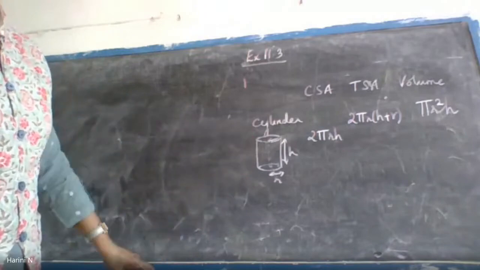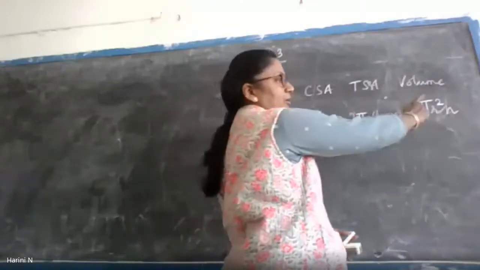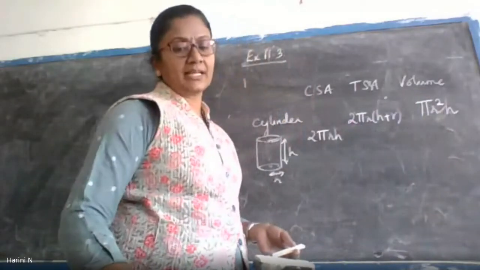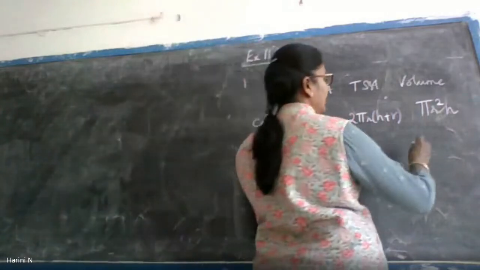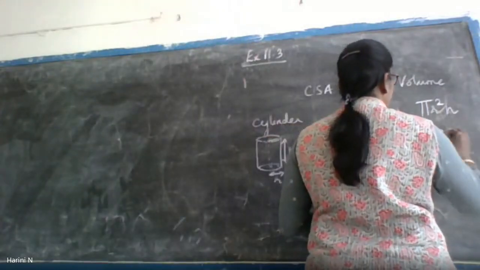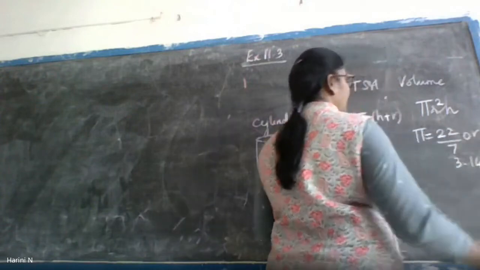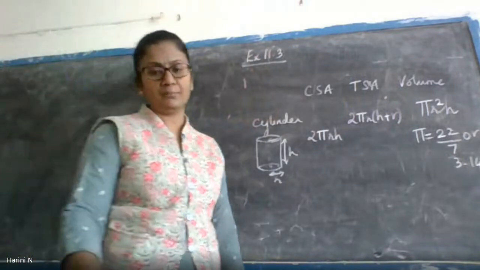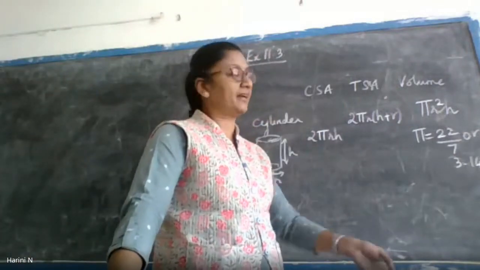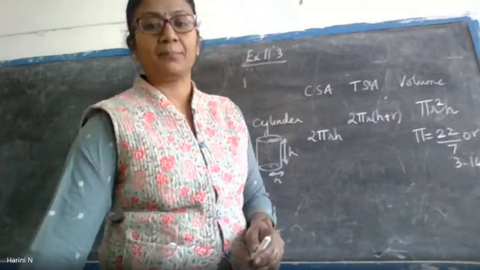Can I clear the board? Can you say what is the volume formula? Pi r square times h. In all the three cases, your pi value will be taken as 22 by 7 or 3.14. Any one of these values you can use. It may be specified in the problem sometimes. If it is not specified, either one of them you can use. Any of them is okay.